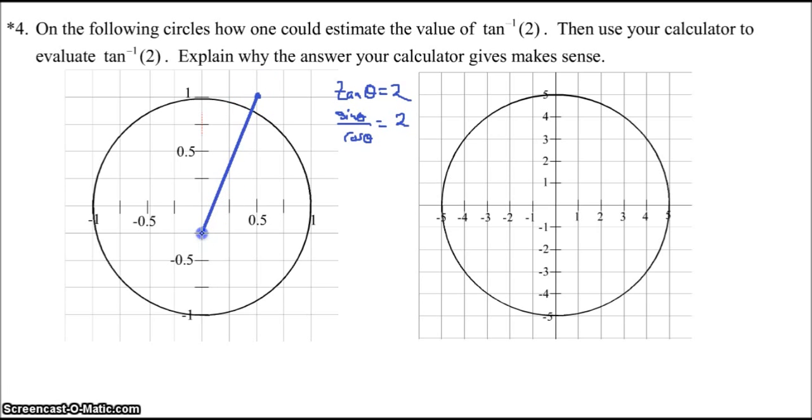So the slope of this line is 2. So what would this, no, that's totally not right. The slope of this line going through the center, that's 2. Notice that would go up 1 over 0.5, and that's y over x, which would be 2. So what we want to know, if we're finding the inverse tangent of 2, is what is this angle theta here.